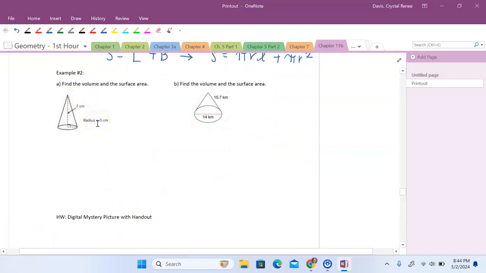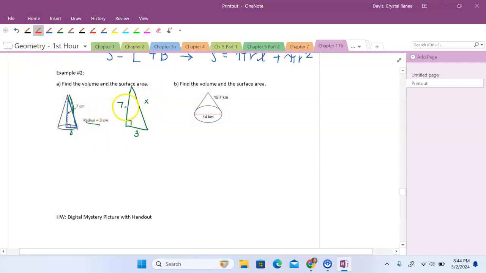Okay, so let's look at example 2 now. We want to find the volume and the surface area of this cone. We have our height here, which is 7. We don't have our slant height, which in this case is this slanted distance right here. So I'm going to find that before I do any calculations. I'm going to draw my right triangle, the same as what we did on our pyramid. I know the height is 7, the radius it tells me right here is 3, so this is 3, and I'm going to call this x.